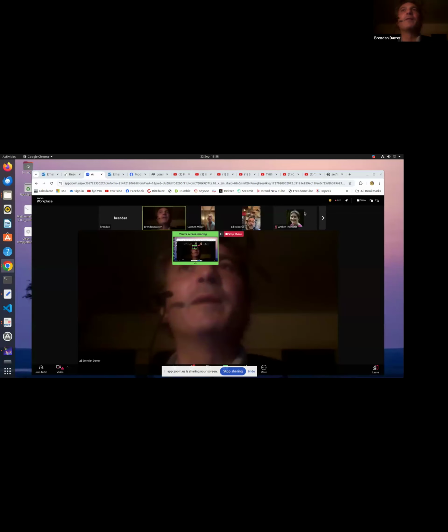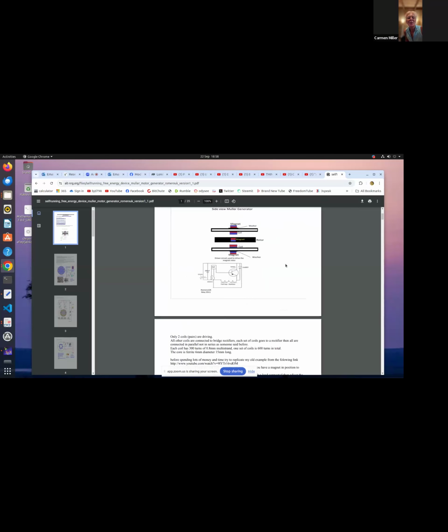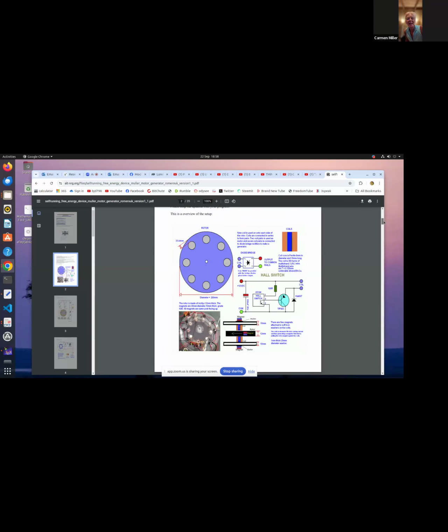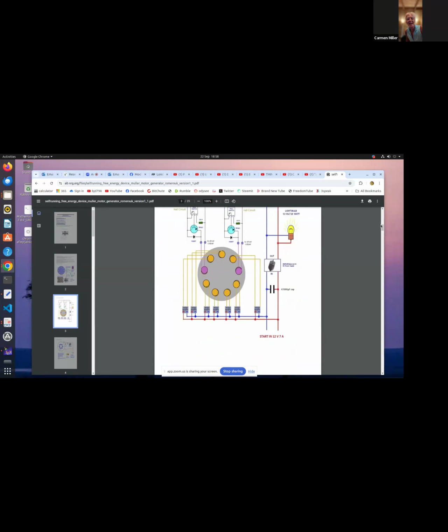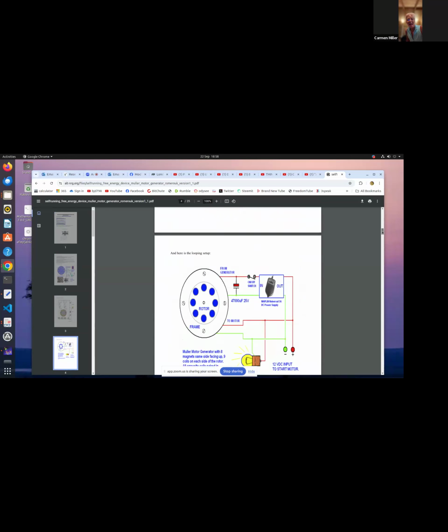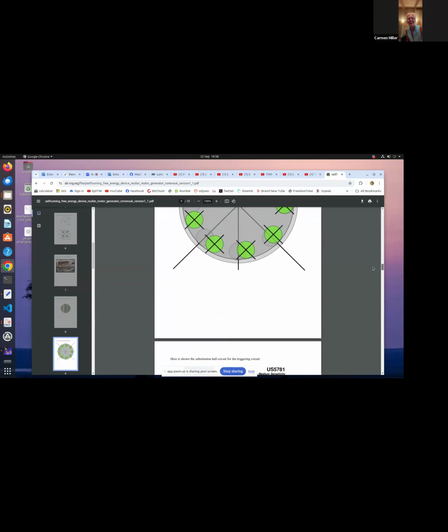I just looked up your father's name here and found this. Muller Motor, self-running Fringy Muller Motor. Then again, this is Romero UK's version, and this is somebody selling plans of my dad's that aren't my dad's plans. It's a little bit right, but it's not right.